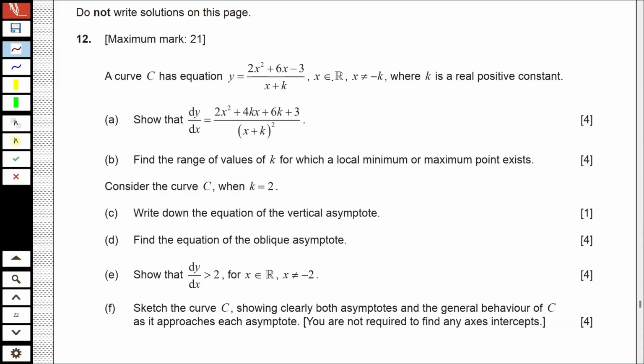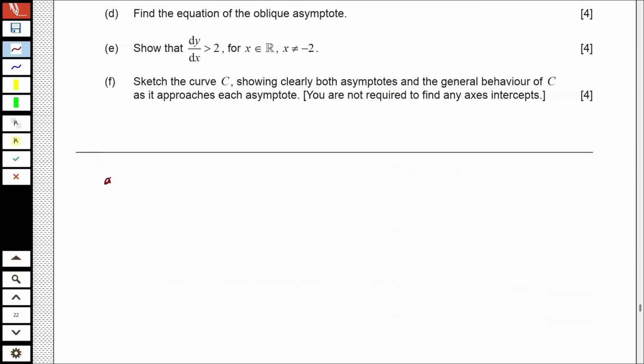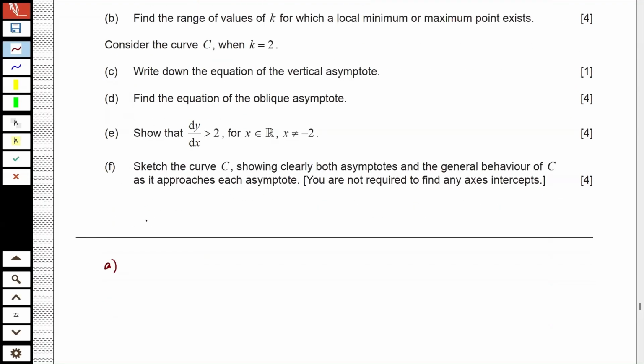A curve C has equation, where x is a real number and is not equal to minus k, where k is a real positive constant. Show that the derivative of y. I'm writing the function here again.